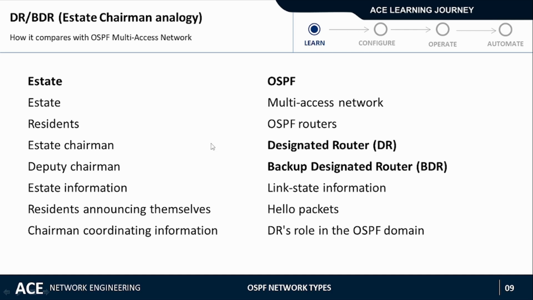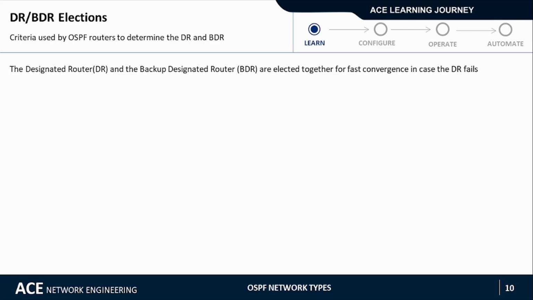So neighbor to neighbor, that is not a DR, exchange of link state information is stopped, so that we can reduce the number of meshes, the number of adjacencies that we are forming. So what criteria do we use to choose our chairman, who is our DR? How do we elect our DR and our BDR? So DR, as we have said, BDR is also elected together with the DR, so that in case of failure, we can have fast convergence without having to go through the election process again.